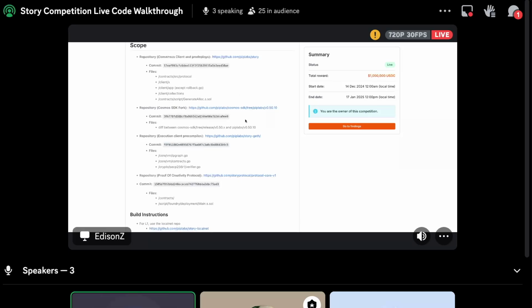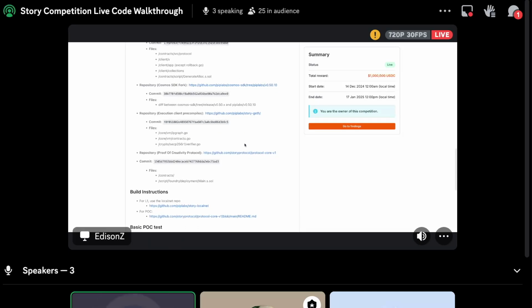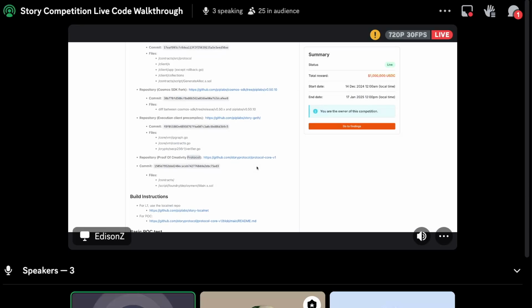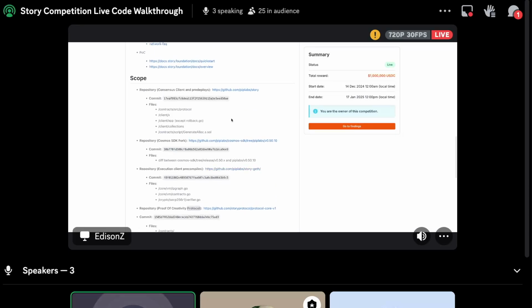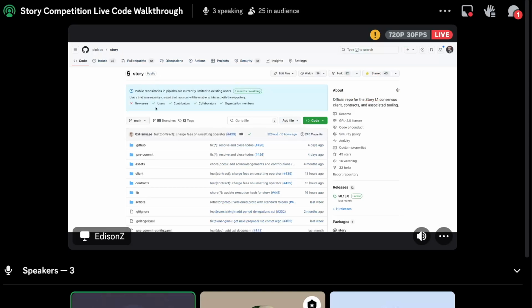And eventually, here, this will be covered tomorrow with the Proof of Creativity protocol. These are our smart contracts on top of the layer 1 that tomorrow Kinter will cover. Okay, so then let's go through these 3 repos briefly. So I'm sharing the Story repository, so let me know if you cannot see.